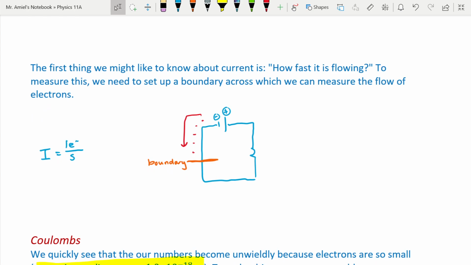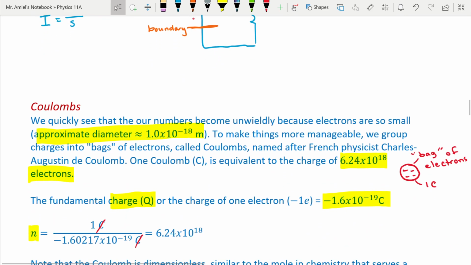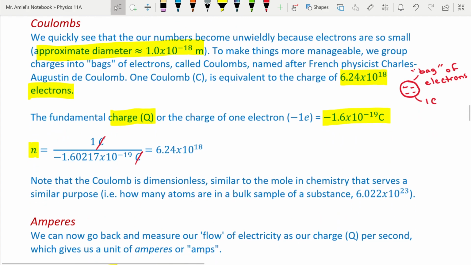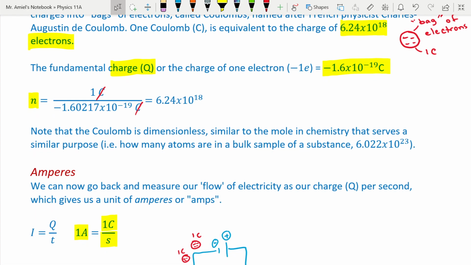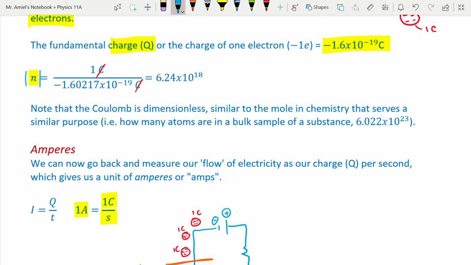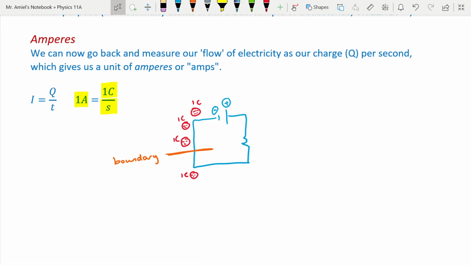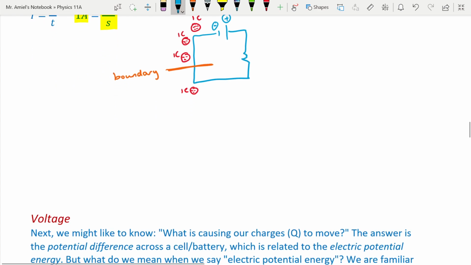And so how do we figure out amps? Well, we've got to figure out how fast our charge is flowing. We said we don't want to do that looking at individual electrons. It's much easier to use coulombs, which we can think of as bags of electrons, or grouped charges, with 1 coulomb being the amount of charge in 6.24 times 10 to the 18 electrons. And let's appreciate that this is an absolute value, because it wouldn't make sense to talk about negative electrons. Now we can say our current is equal to our charge over time, our charge per time. So we're looking at these coulombs going past our boundary per second.